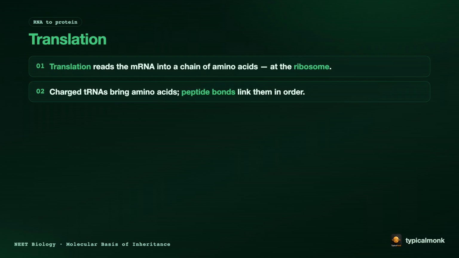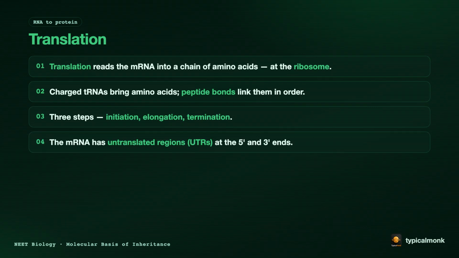Now, RNA into protein. Translation. Translation reads the mRNA into a chain of amino acids at the ribosome. Charged tRNAs bring the amino acids, and peptide bonds link them in order. 3 steps: initiation, elongation, termination. The mRNA has untranslated regions, that is UTRs, at both ends, the 5' and 3'.